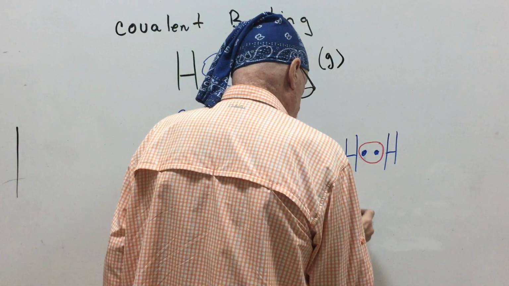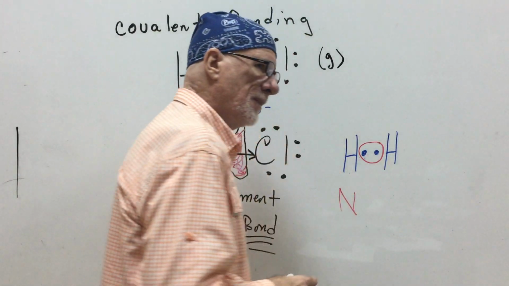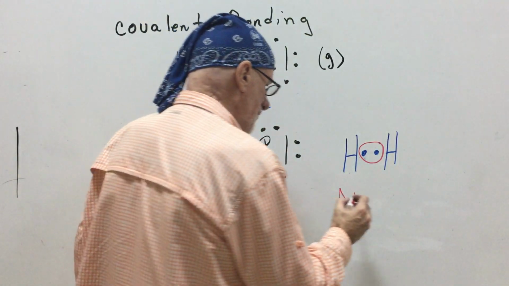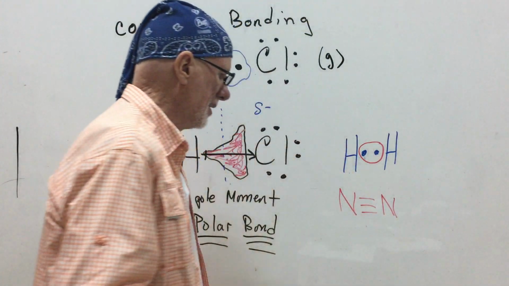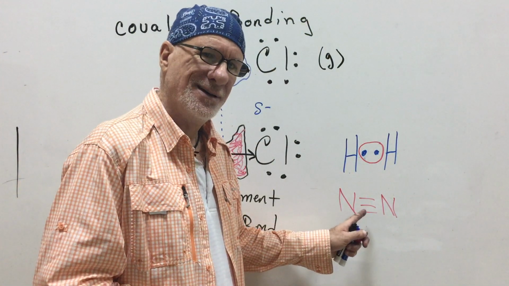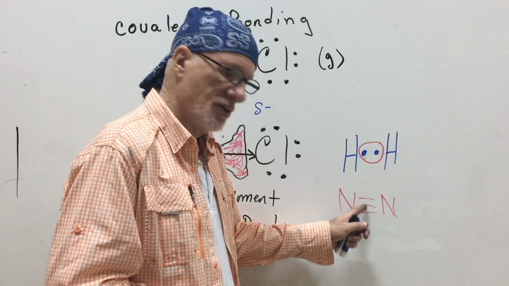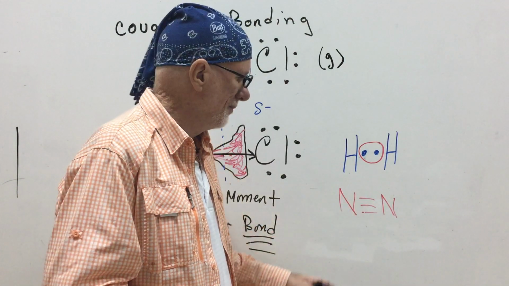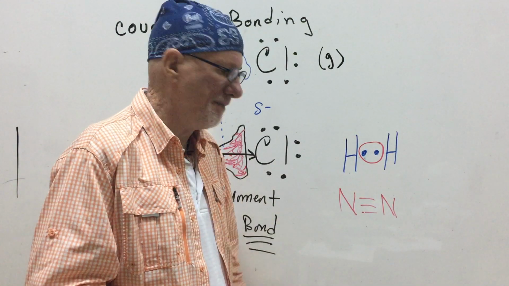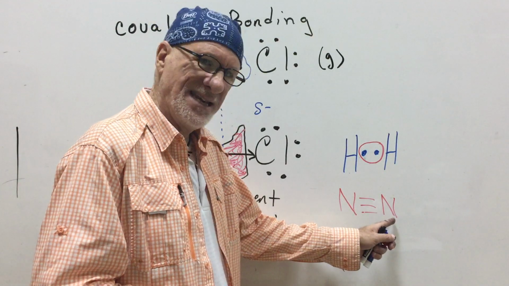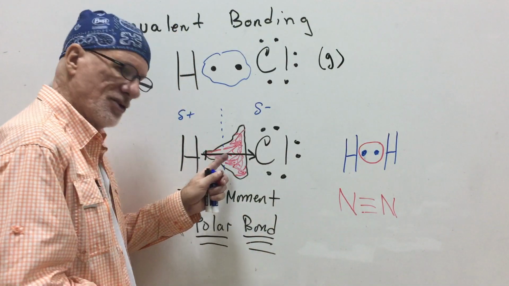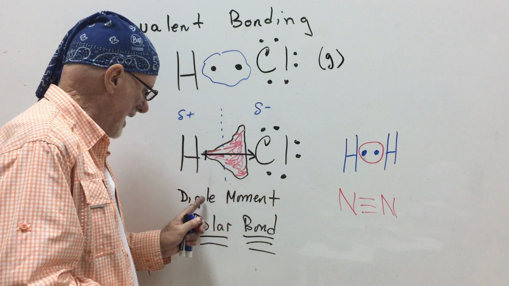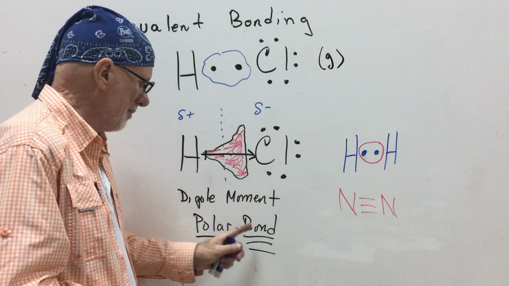Any of the diatomic gases, for instance, nitrogen has a triple bond there. That's also non-polar. Even though there's 3 bonds there, it's still non-polar because there's no difference in electronegativity. There's no shift in the cloud. Here there's a shift, a dipole moment, polar bond.